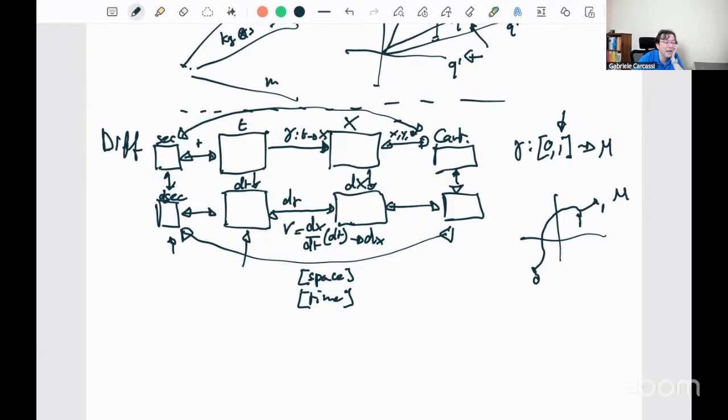And this is, again, another problem with all of this, that the standard way to say whether a curve is differentiable is by saying that this map is differentiable.